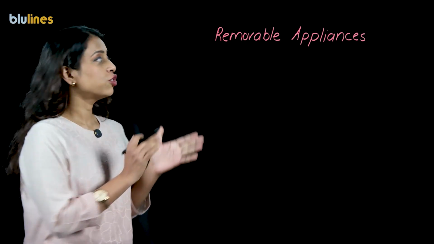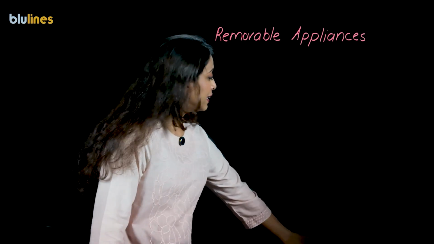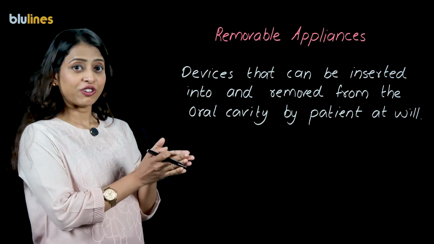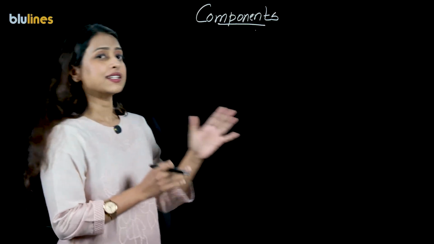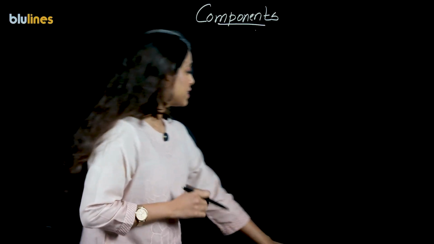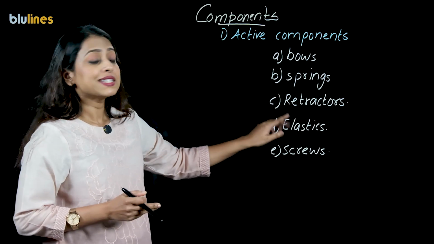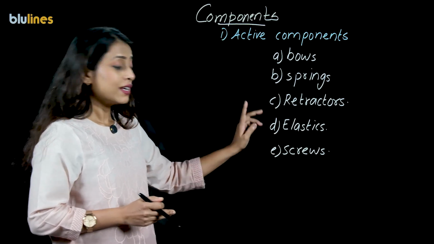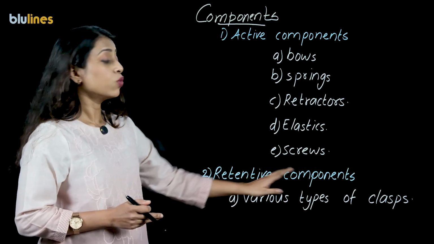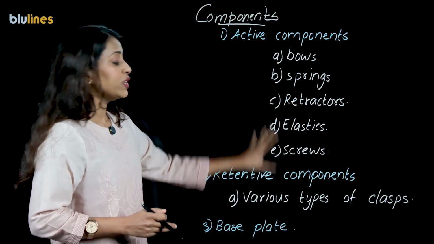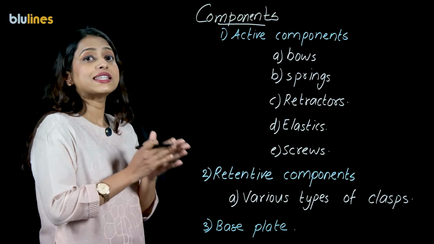Removable appliances are those orthodontic appliances that are inserted into and removed from the oral cavity by the patient at will. This consists of three major components. First, the active components, which include bows, springs, retractors, elastics, and screws. Then there are retentive components, which include various kinds of clasps. And then there is the base plate, which connects all the remaining components into a single functional unit.